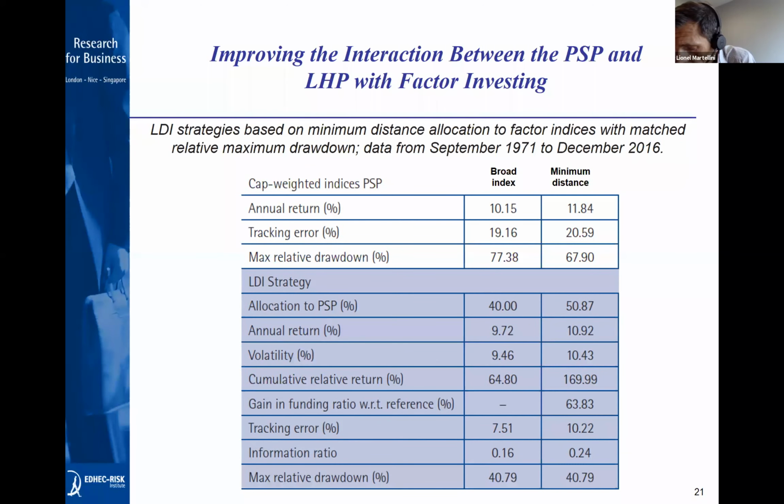So the time is off now. That's what my timer is telling me. Okay, so let me take a few seconds for conclusion. What you find in this case is that the maximum relative drawdown, so the maximum drawdown of the funding ratio if you will, is actually higher with a broad index compared to this minimum distance liability friendly index. Why is it lower with this minimum distance? Well, because it is somewhat aligned with the liabilities.